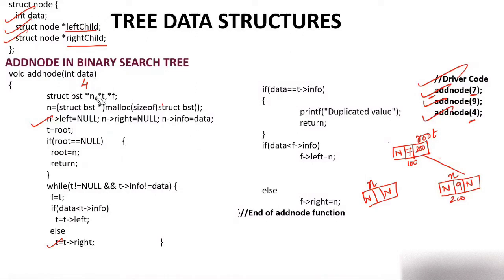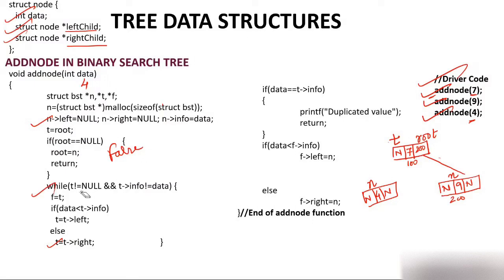And then info is what? Data. What is there in data? 4. So 4 will come here. Fine. Okay. T is equal to root. What is there in root? 100. So T will point to this position. If root is equal to null? No, root is not null. Root is 100. So this is false.